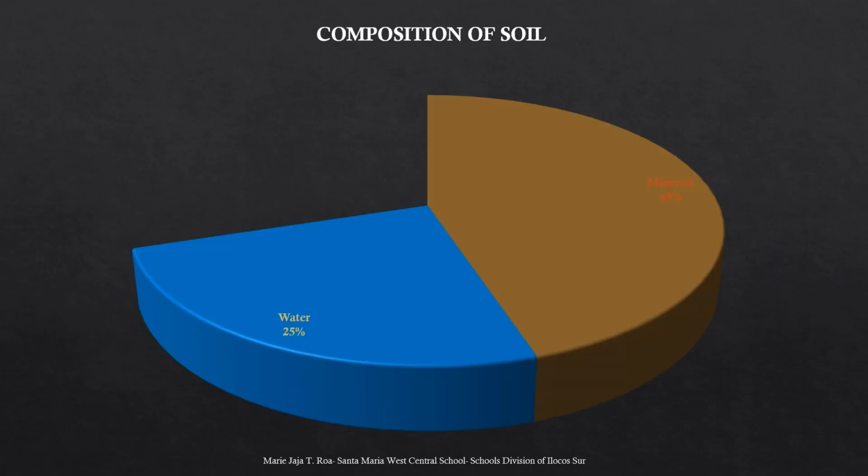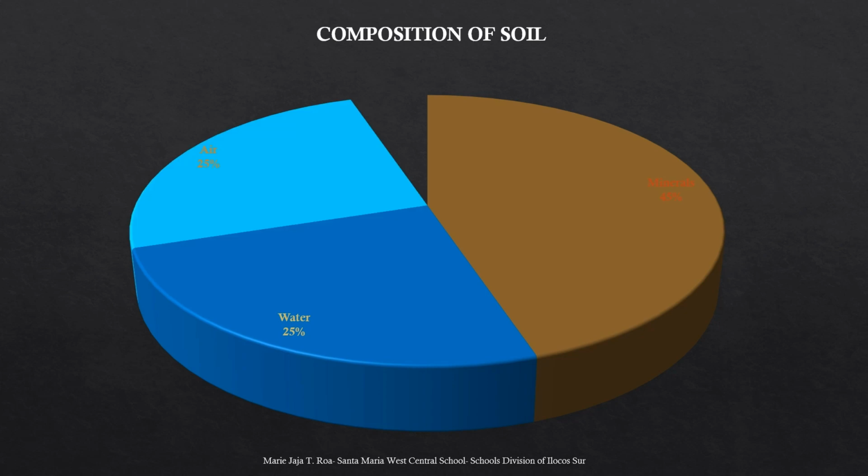Soil is made of particles of rocks and minerals, dead plant and animal matter, tiny living organisms, gases, and water. The proportions may vary, but the following is the average composition of the major soil ingredients: 45% mineral, 25% water, 25% air, and 5% organic matter.